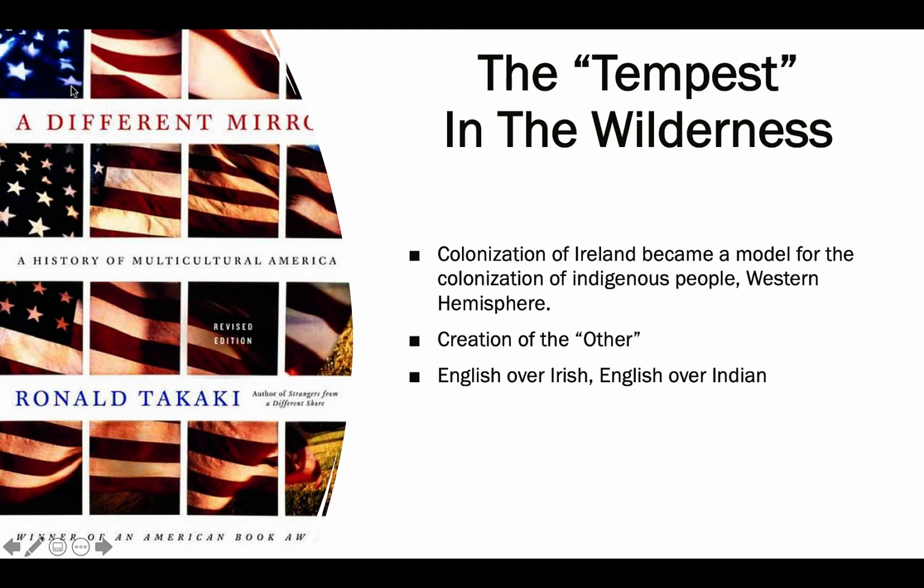Chapter 2 in Ronald Takaki's book, A Different Mirror, really begins to lay out some really important concepts in trying to understand a more multicultural ethnic studies version of America. In Chapter 2, he talks about the really important parallels that can be drawn between the colonization of Ireland, which really became a model for colonization that would then be used and exported to other indigenous peoples around the world.